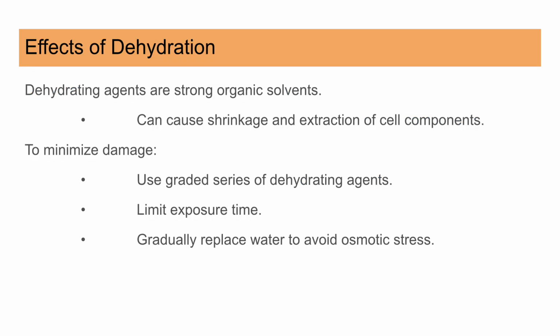Effects of dehydration. Dehydrating agents are strong organic solvents that can lead to shrinkage and extraction of cellular components from tissues. To minimize potential damage during the dehydration process, we should use a graded series of dehydrating agents. Why? This allows for a gradual transition, reducing shock to the tissues. Next is limit exposure time. Keeping the tissue in any dehydrating agent for too long can exacerbate shrinkage and loss of components. And next is gradually replace water. This helps avoid osmotic stress.